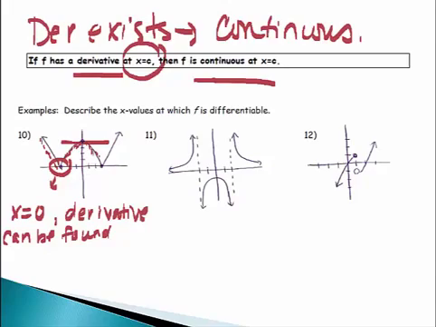Now I have a negative slope, and then it hits a point, and then it juts up the other way, and now I have a positive slope. So I'm switching direction here. What's going on? Well, it's a sharp turn, so the derivative cannot be found here.